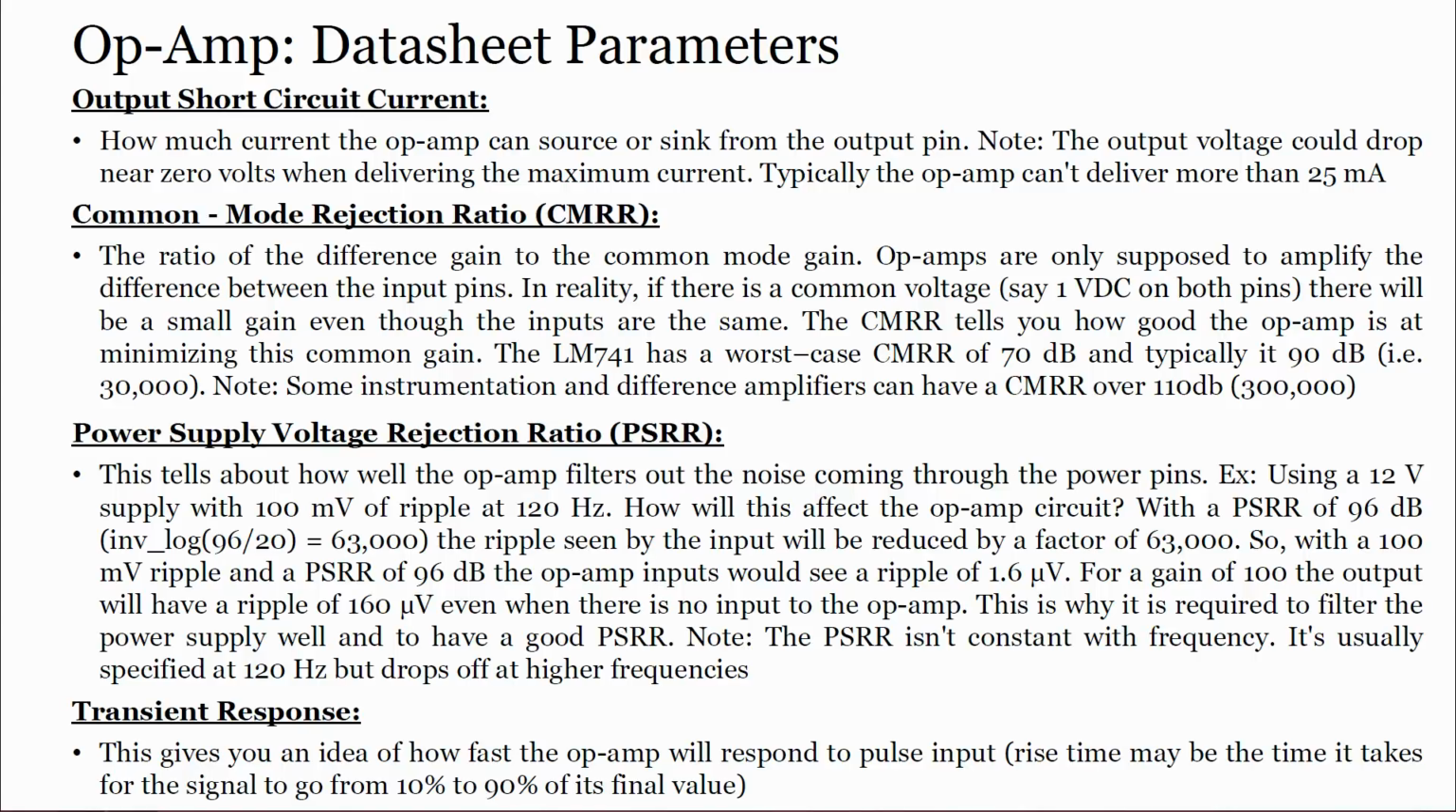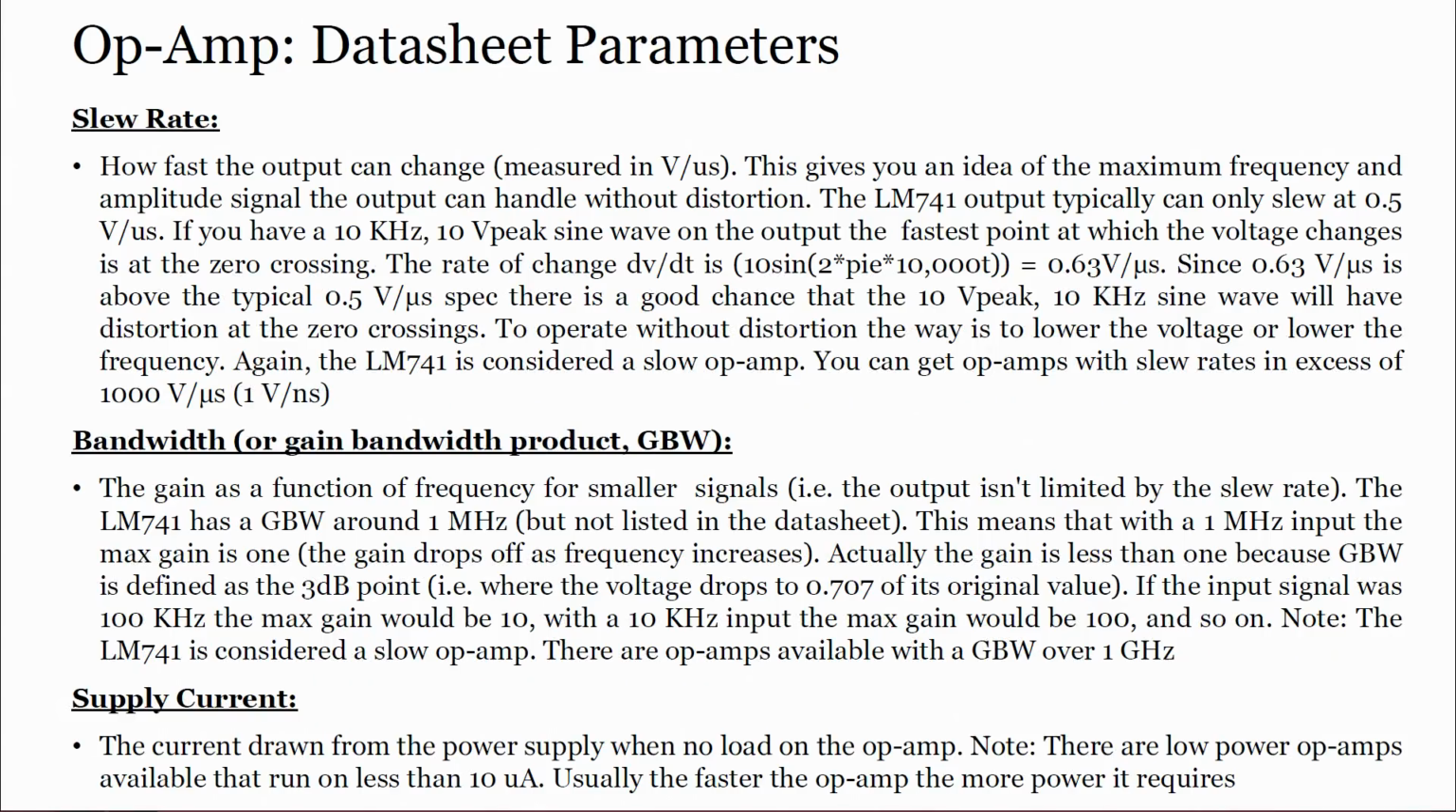Now, transient response, what exactly does transient response mean? This gives you an idea of how fast the op amp will respond to a pulse input. So, rise time may be the time it takes for the signal to go from 10% to 90%, how fast the op amp is, the transient response. Then we talked about slew rate.